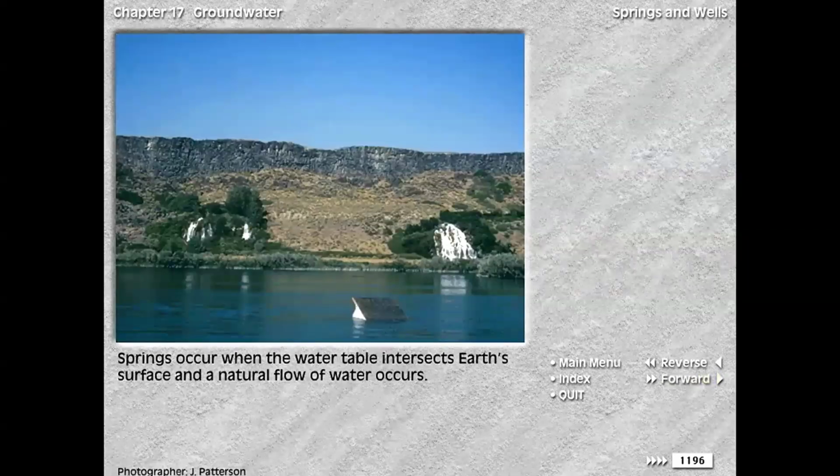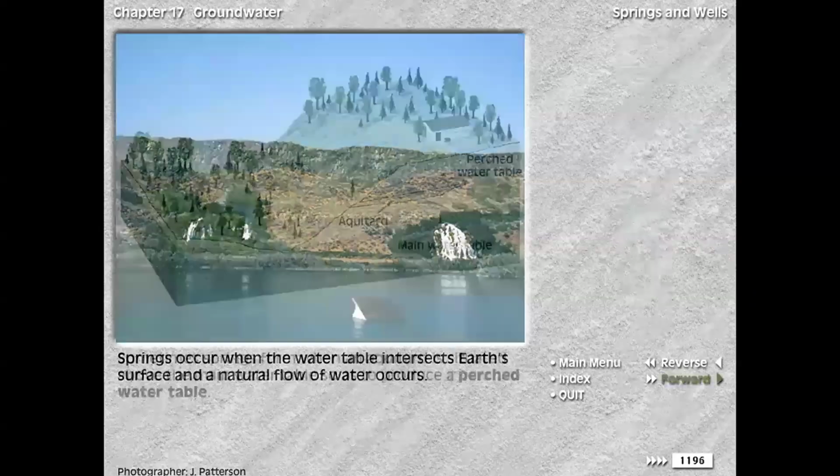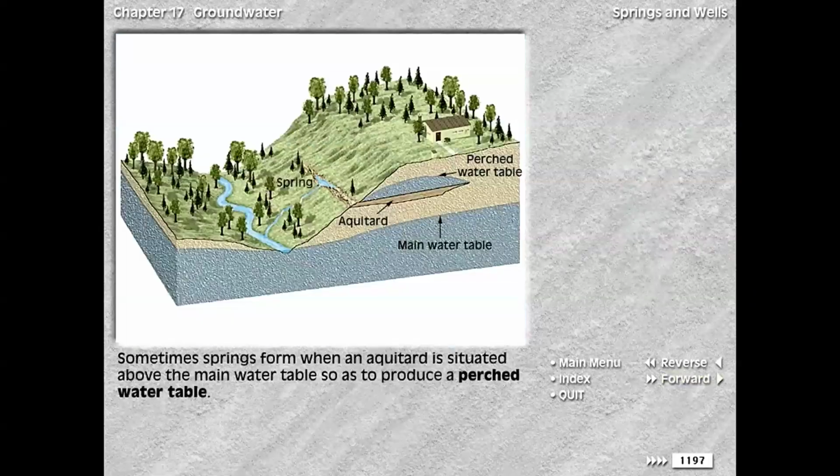Springs occur when the water table intersects Earth's surface and a natural flow of water occurs. Sometimes springs form when an aquitard is situated above the main water table so as to produce a perched water table.